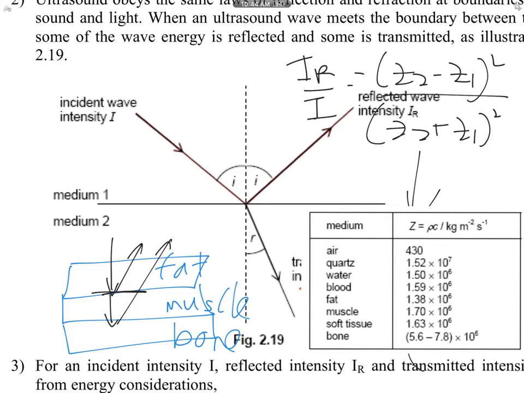So this is the first reason why we cannot scan structures within the bone, because very little actually can go in. Understand or not? Right, so that's the first reason. This formula will tell you how much is reflected. Okay, then next we're going to talk about how much is transmitted.